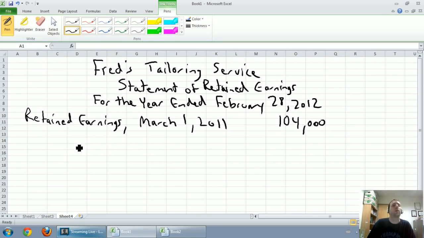Our retained earnings is $104,000, and we said we're going to add to that our net income. If we had a net loss, we would deduct it, but because it's net income, we add it. I actually like to write the word add. You don't have to. It's just a stylistic choice.